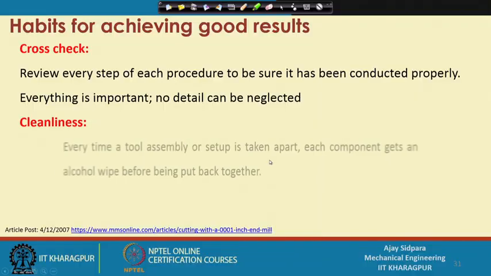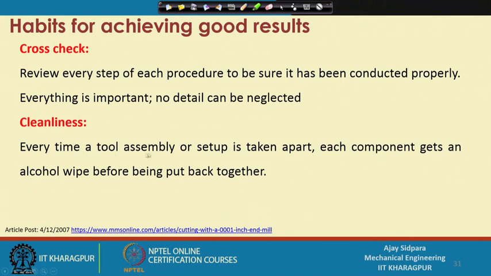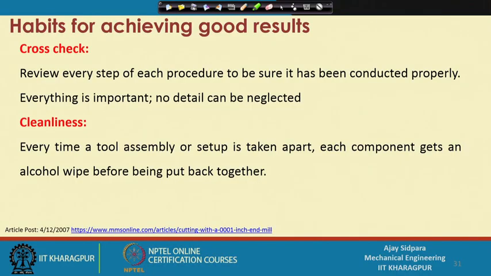So, that will not be good for this type of thing. Cleanliness is important. So, what type of cleanliness? Every time a tool assembly or setup is taken apart, each component gets an alcohol wipe before being put together. That is related to the machining once the operation is over. You remove the tool, clean the tool, clean the workpiece, clean the table and everything around completely from the parts, and then you put them into the required storage for the next operation. So, that is about cleanliness.